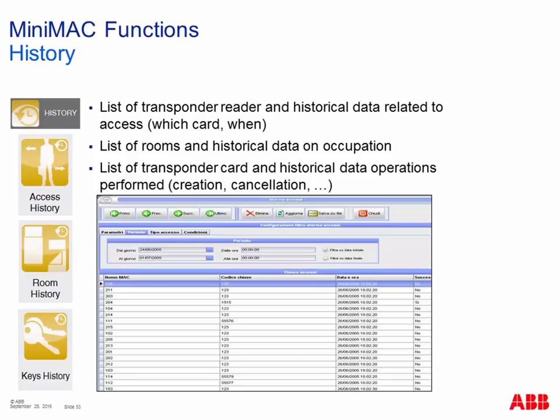Here also the history menu is very important. We have some requests from customers who want to see, for every room, who accessed the room, maybe in some time period. The room history means that you can see when the room has been occupied, so you can have a complete history of the access to the room and the occupation of the room, and also of the keys, when the key is created, and so on.